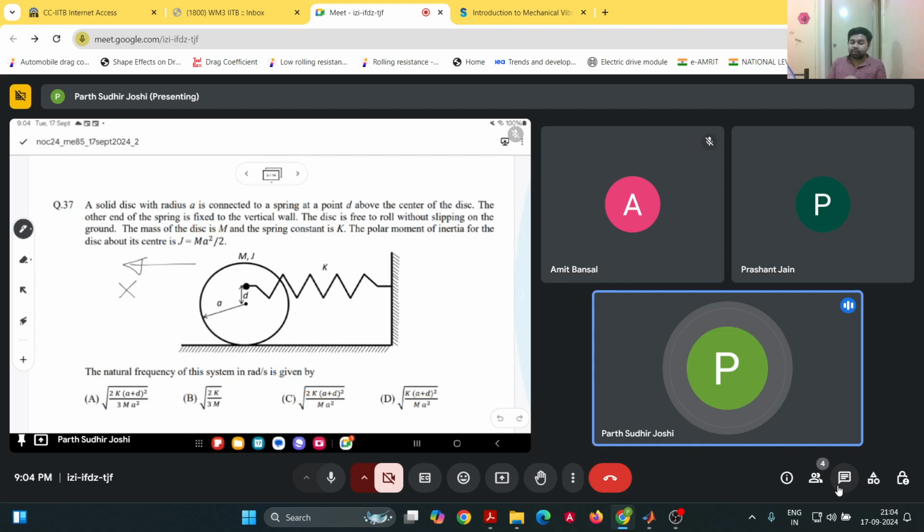So when I write it as Ig or whatever, Ig means basically about the center of mass. Whether I write it as J or I or whatever, I mean basically the same thing, the polar moment of inertia about the center of mass. So does it answer your question?